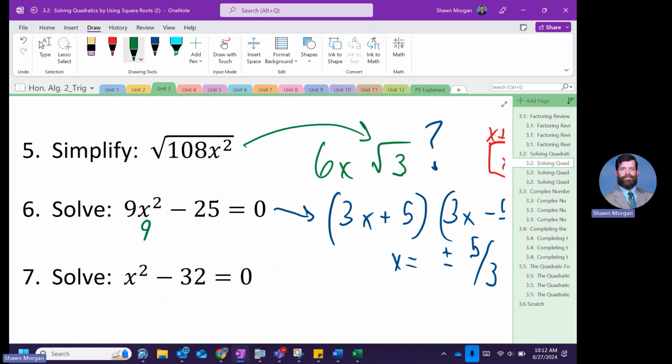Look, if I add 25, I get 9x squared equals 25. And then divide by 9, I get x squared equals 25 ninths. Now, what we're going to talk about today in class, Jack, is that there's an inverse operation to squaring. What do you think that is? Jack. Square root. Very good.